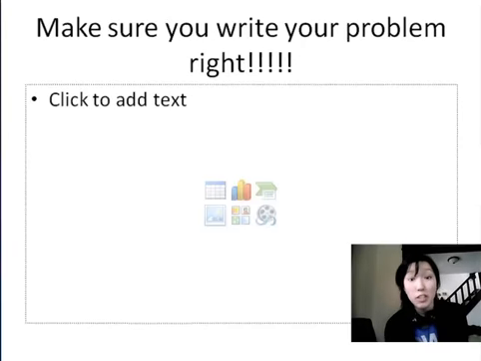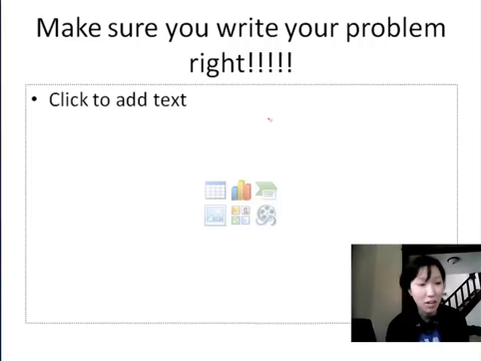Make sure you write your problem right, because if you do not, you're going to do a lot of work for something that wasn't the right problem, right? So we have some offenders of this in the classroom, so make sure, Megan, Jessica, and Jada, that you write the problem down right.